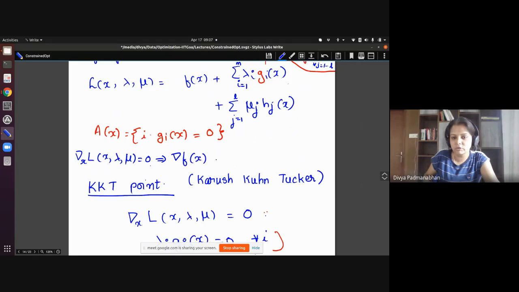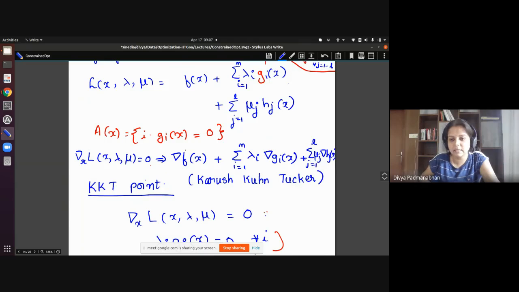So gradient of f(x) plus summation lambda_i gradient g_i(x), i equals 1 to m, plus summation mu_j gradient of h_j(x), j equals 1 to l.